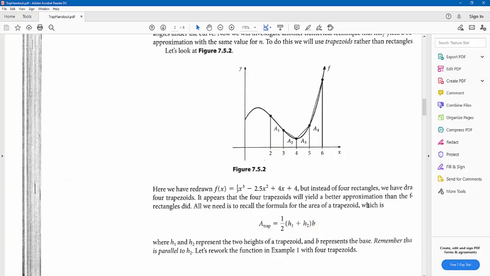So another way to remember it, and this is kind of how I always remembered it, the formula for the area of a trapezoid is I take the average of the two parallel sides and then multiply it by the other side. So h sub 1 plus h sub 2, as I said, those are the two parallel sides. 1/2 times this quantity is getting the average.